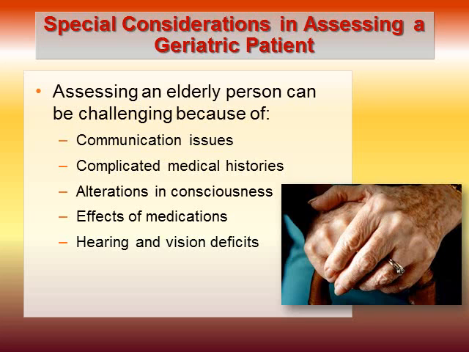It is going to be a challenge to move on into your secondary survey and a focused physical and focused history. The issues that usually come up are complicated medical backgrounds, communication issues in terms of sensory issues, being hard of hearing or having difficulty with vision, and the effects of multiple medications. All of these are things that you're going to weed through as you assess the elderly person.